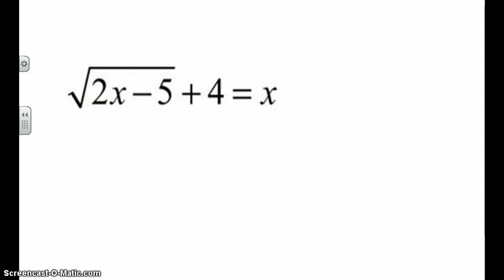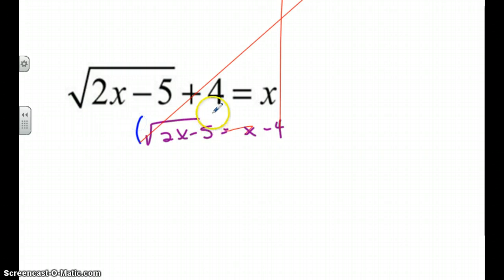This one, to isolate the radical first, I'm going to subtract 4 from both sides. So 2x minus 5 is equal to x minus 4. The next step is to square both sides. And again, the square root of anything squared is itself, so this side is just 2x minus 5. Be careful on this side. The mistake is students will try to distribute this, and that's not true. That's the #1 mistake in mathematics.